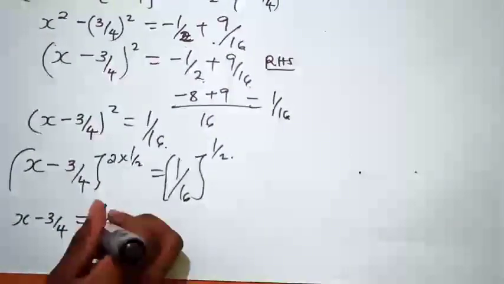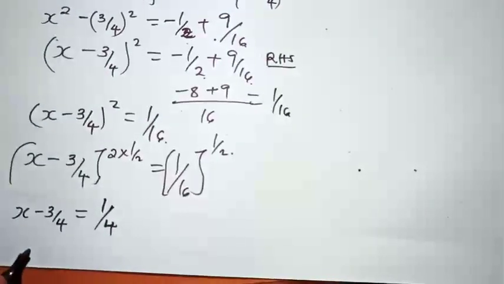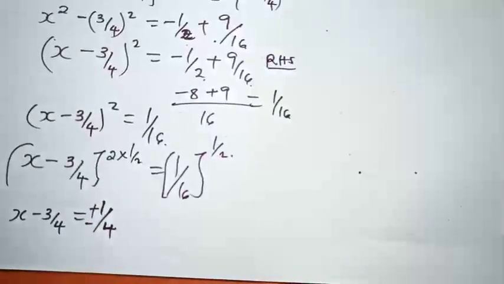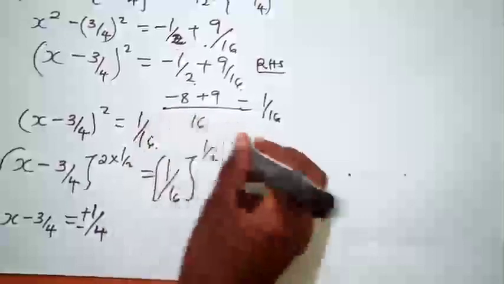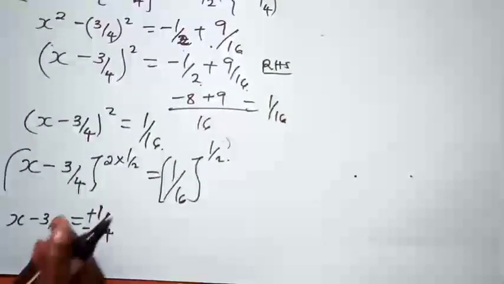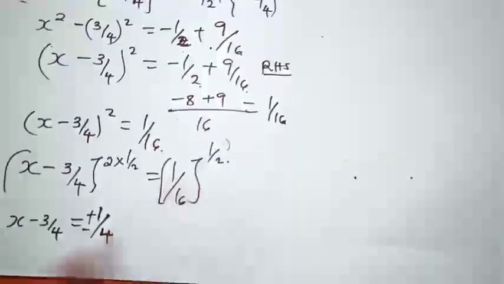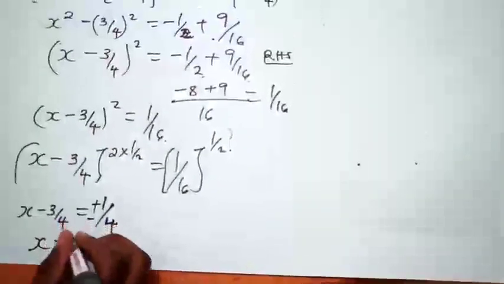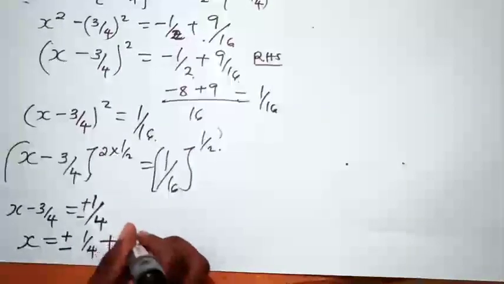So x squared equals 1 over 4. The square root can be either positive or negative, because when you square negative 4 or positive 4, you get the same answer. So it's going to be plus or minus a quarter. From this case, x is going to be given by plus or minus a quarter plus 3 over 4.